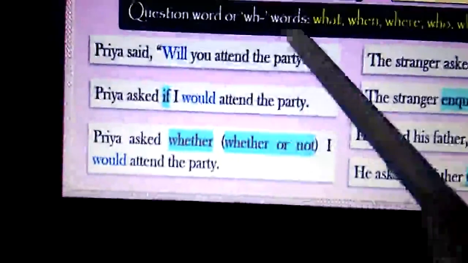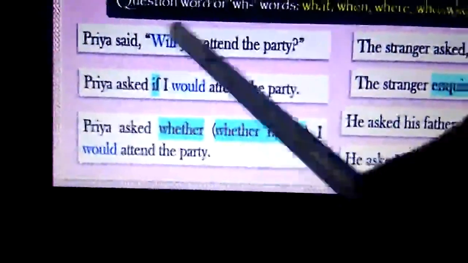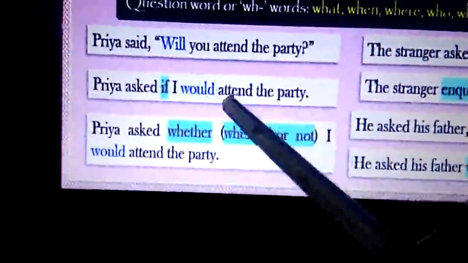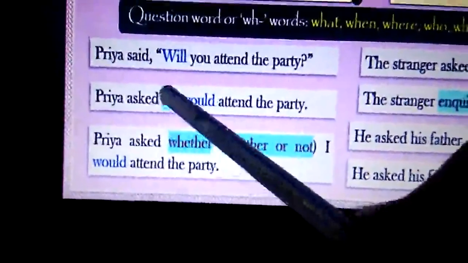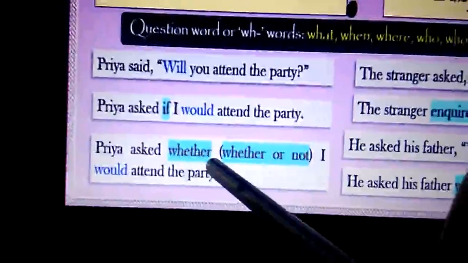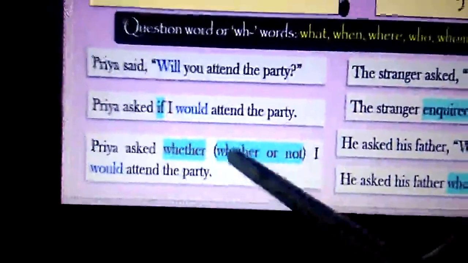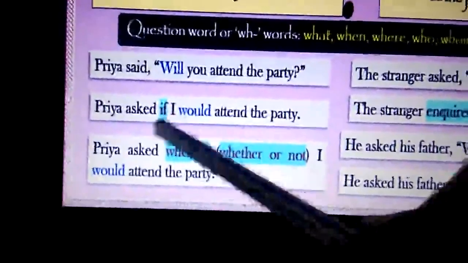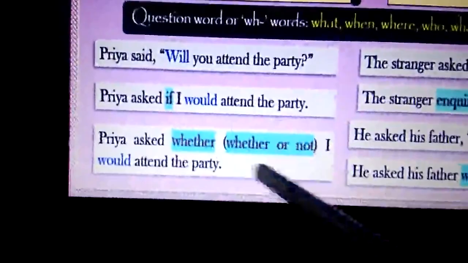So when you are framing a question with a helping verb, when you change that direct speech into indirect speech, we have to make use of if or whether to convert that question to a statement. If I would attend the party, or whether I would attend the party.